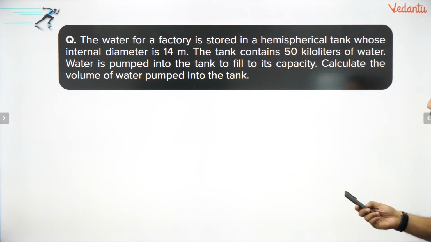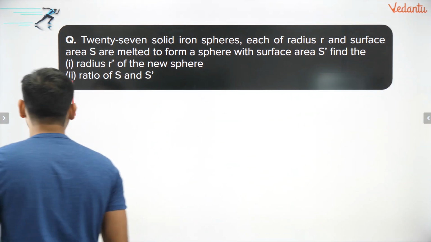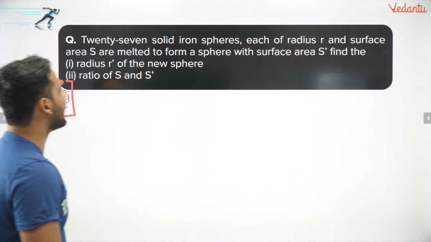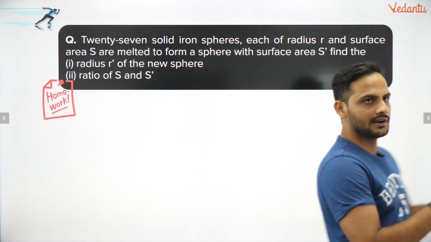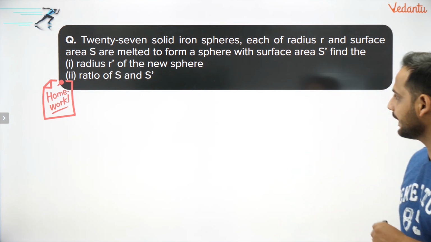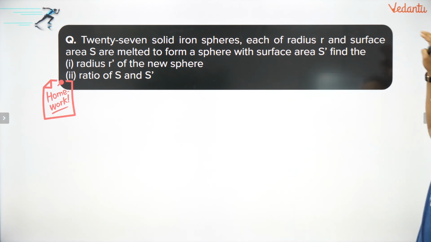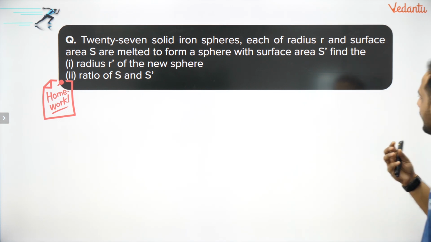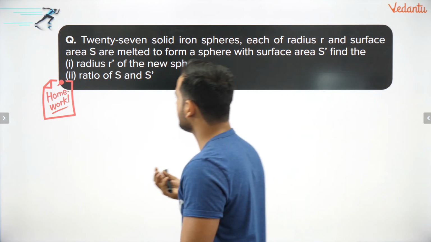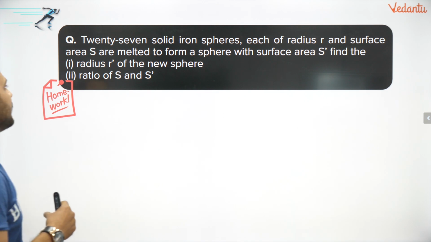Okay, chalo. Let's move to the next question. 27 solid. So this is your homework question. 27 solid iron sphere. Solid iron sphere means this is not hollow, solid. Okay, each of radius r and surface area s are melted to form a sphere with surface area s dash. Then find the radius r dash of the new sphere, and ratio of s and s dash.